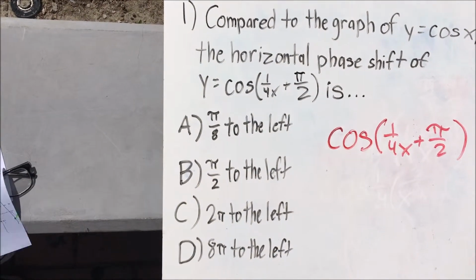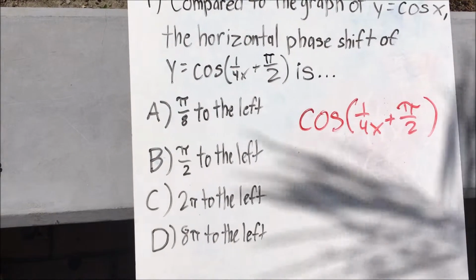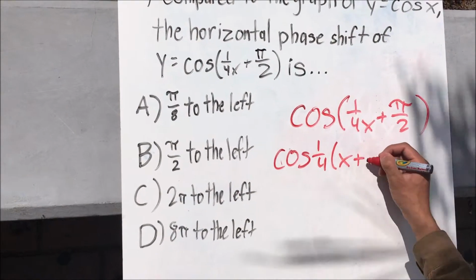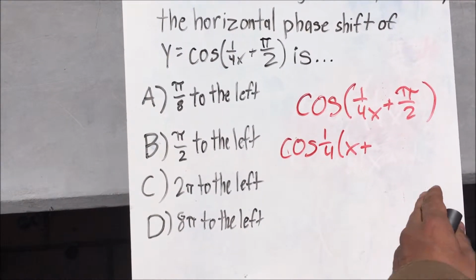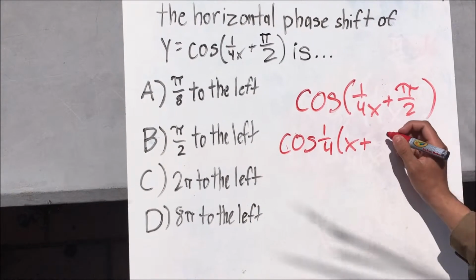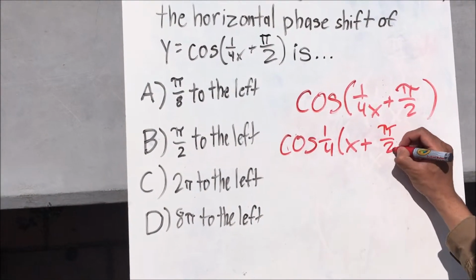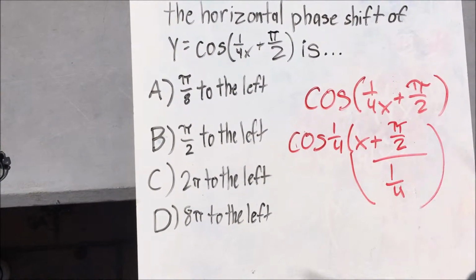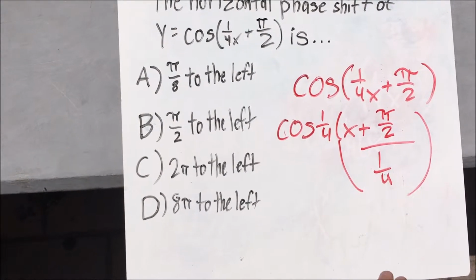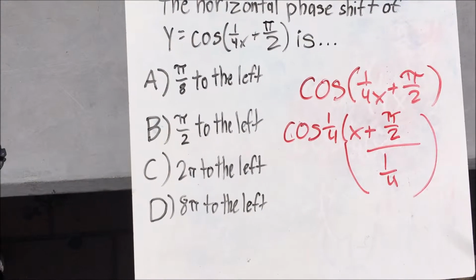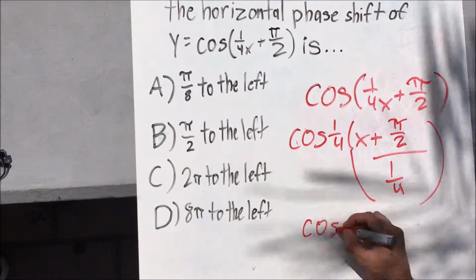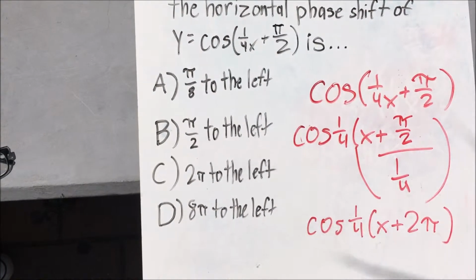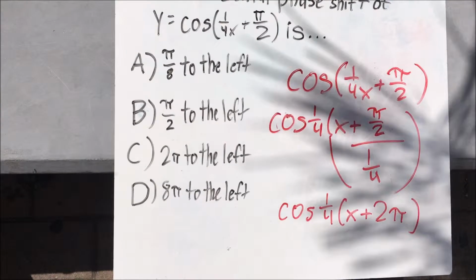Now what we're going to do here is we're going to factor out the 1/4 because x has to be by itself. So that's going to be cos 1/4 x plus. Now since the 1/4 was factored out, we have to find the reciprocal for pi over 2. So that'll be pi over 2 divided by 1/4. Now if we do the equation pi over 2 divided by 1/4, that will become cos 1/4 x plus pi squared. So now that we factor out the 1/4, we have to find C.